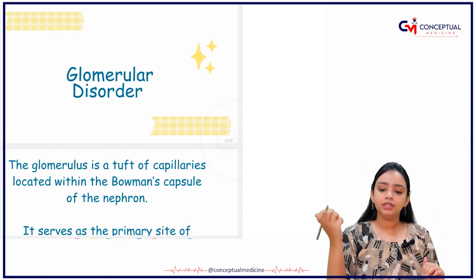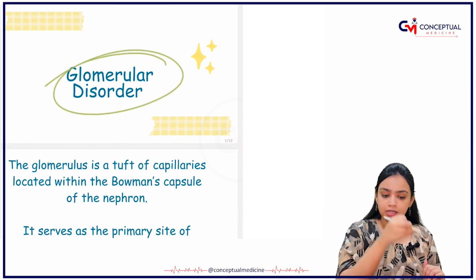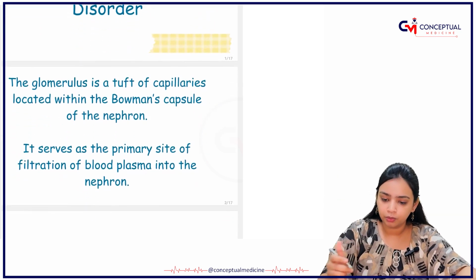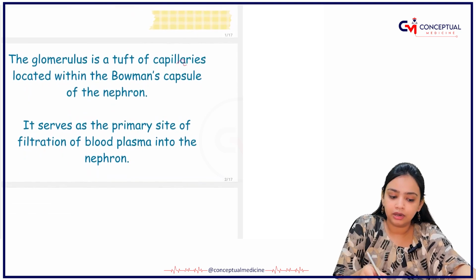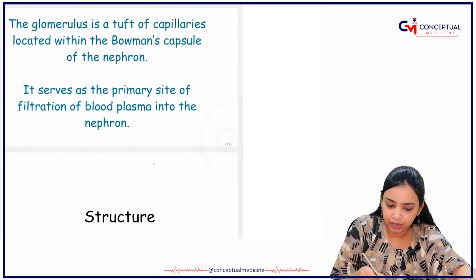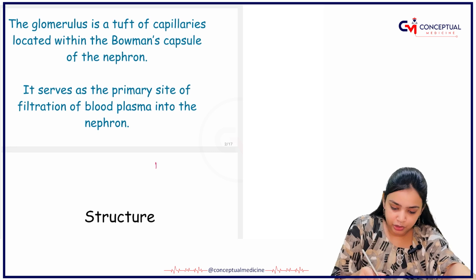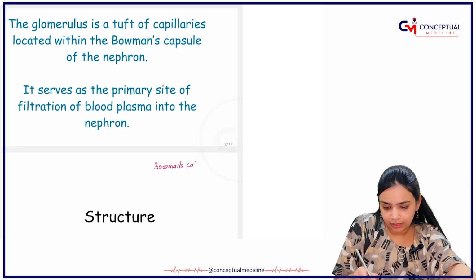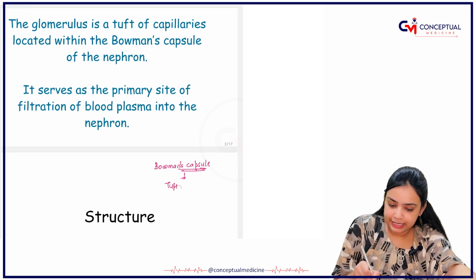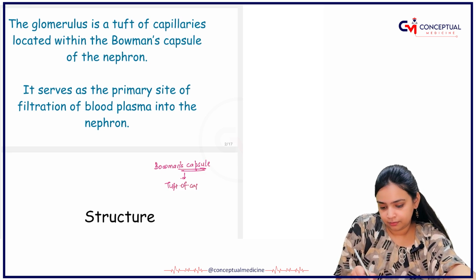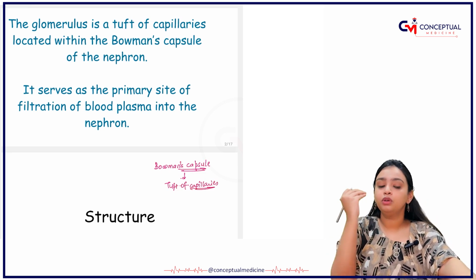Today we will be studying the topic of glomerular diseases. Okay, let's start. So what are glomerular diseases? The glomerulus is a tuft of capillaries. You have something called the Bowman's capsule, and in the Bowman's capsule you have a tuft of capillaries. That is nothing but your glomerulus.